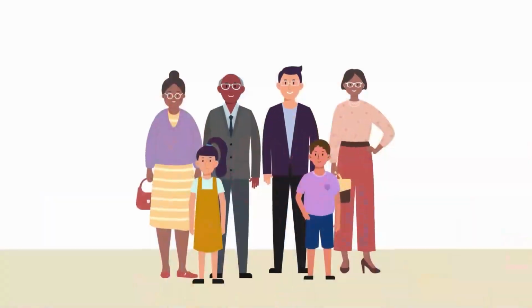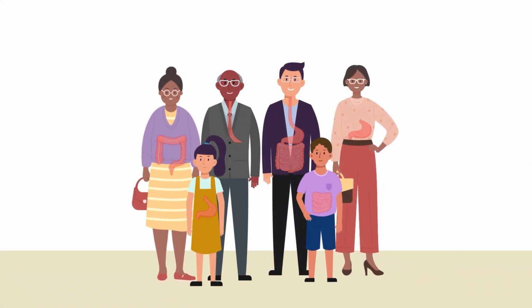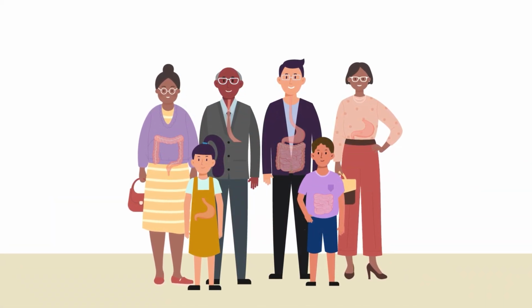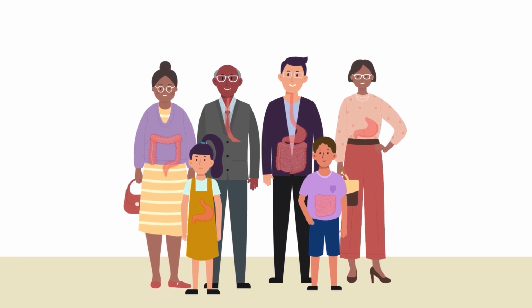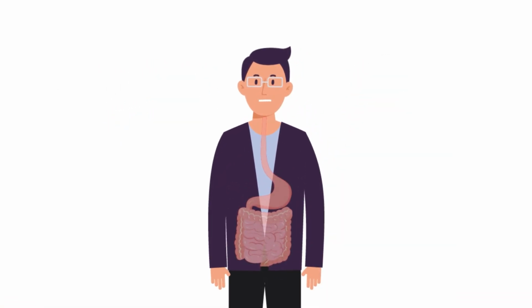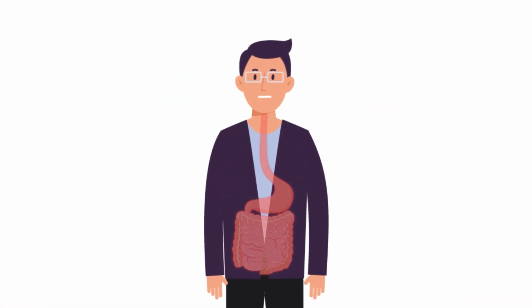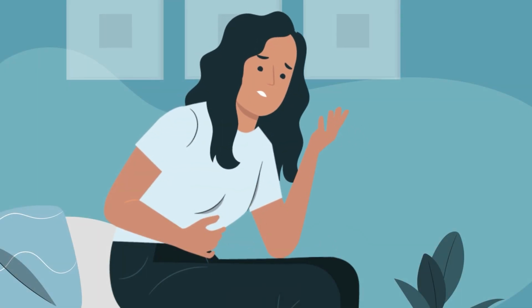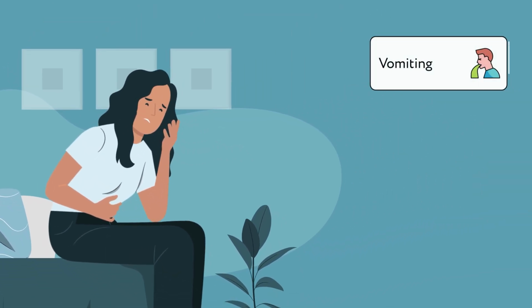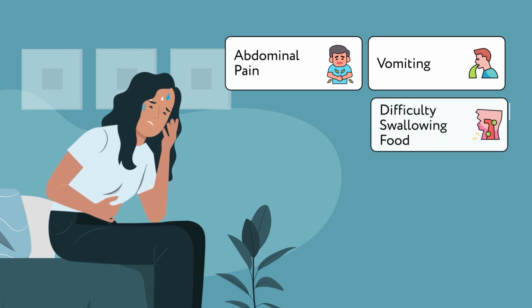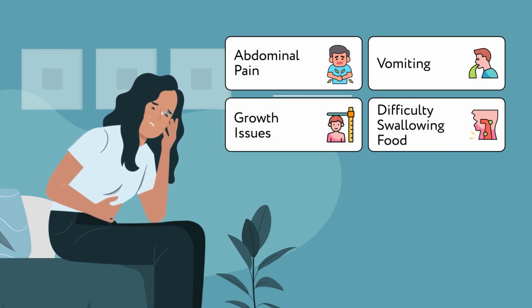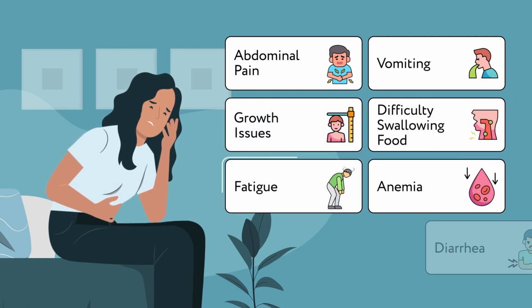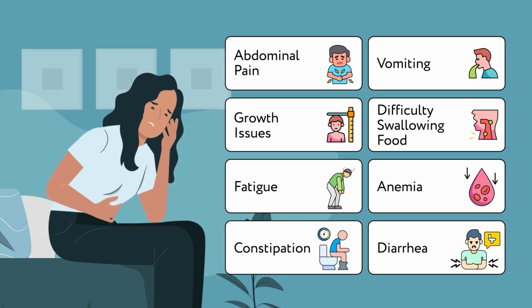EGID can occur in both children and adults and involve severe inflammation, resulting in problematic function of these important parts of the body. A patient can be diagnosed with one or more of these conditions. Patients can have various symptoms, including vomiting, abdominal pain, difficulty swallowing food, growth issues, anemia, fatigue, and diarrhea or constipation.